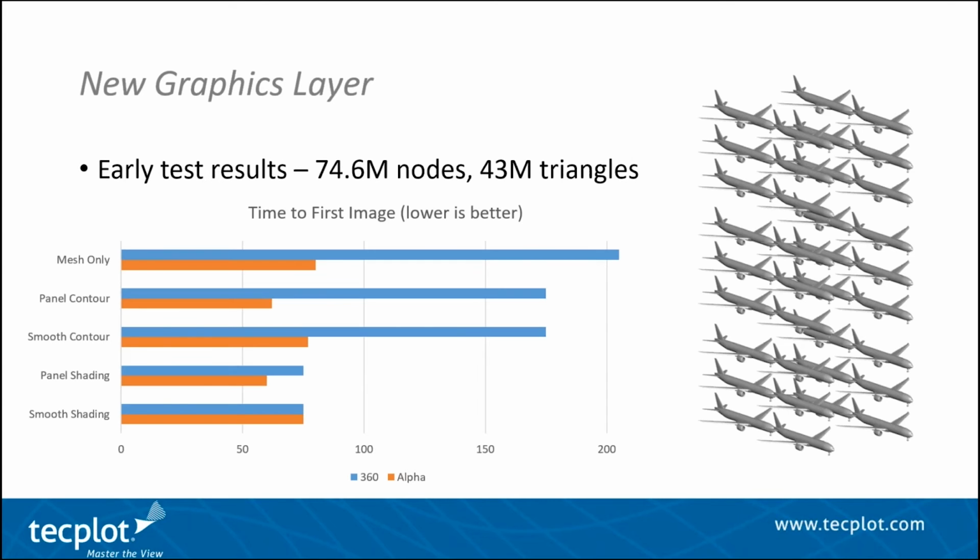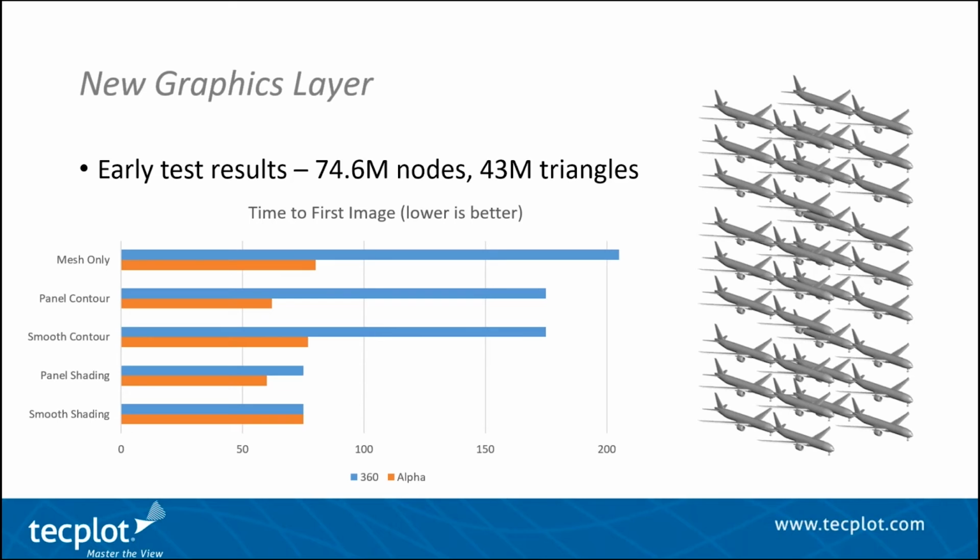Some early results: we've done some performance testing. This was done with a reasonably old graphics card, actually, on a Linux machine, an NVIDIA Quadro card. We took a data set that we had in-house, a transport airplane, and multiplied it 32 times to get quite a lot of nodes and 43 million triangles rendering simultaneously. You can see that Tecplot 360 2023 R2's time to first image was quite a bit longer than this new alpha build that we're playing with.